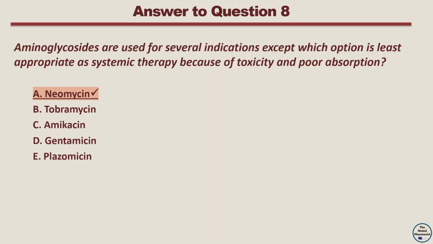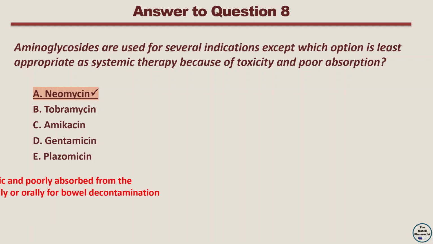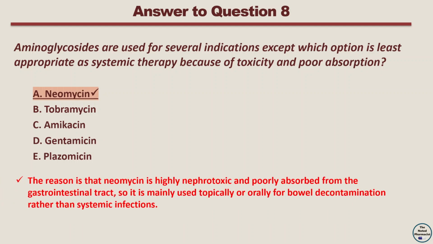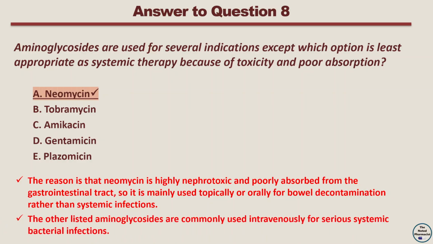The correct answer is option A, neomycin. The reason is that neomycin is highly nephrotoxic and poorly absorbed from the gastrointestinal tract, so it is mainly used topically or orally for bowel decontamination rather than systemic infections. The other listed aminoglycosides are commonly used intravenously for serious systemic bacterial infections.